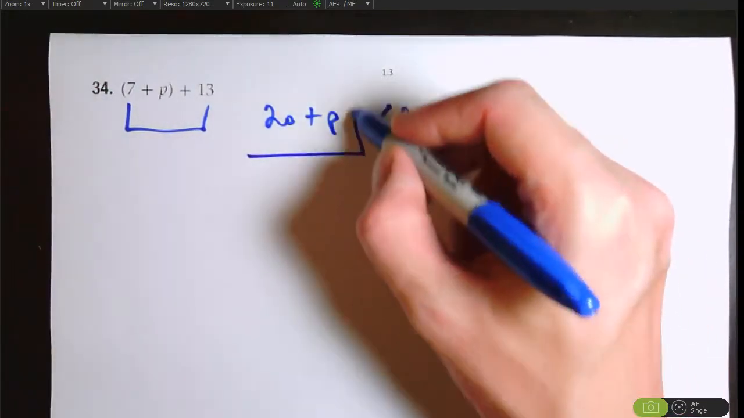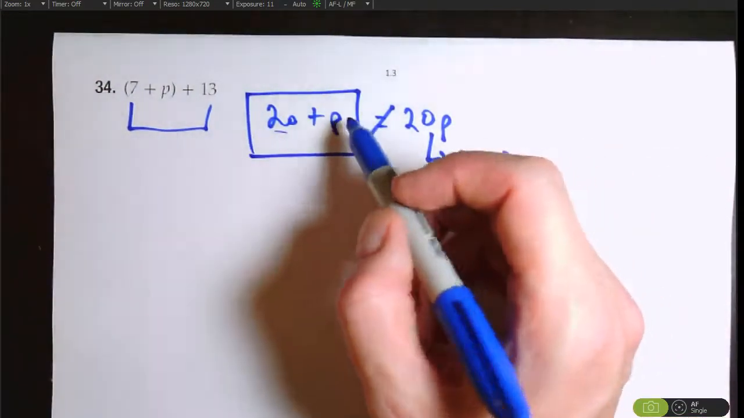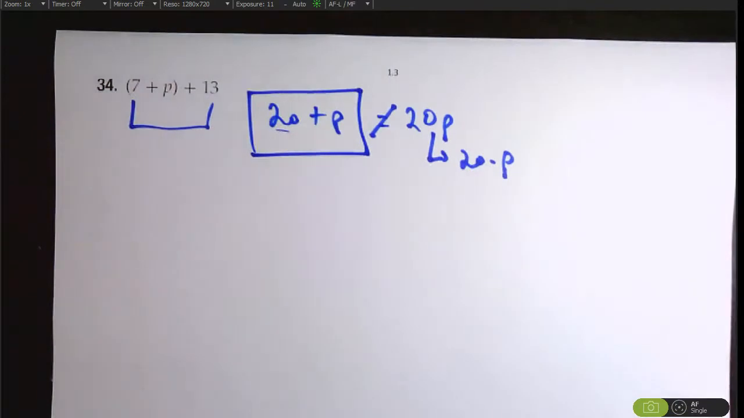So unfortunately, and this is a weird thing, and it's something you got to get used to in algebra, this is it. This is the best I can do. I just say 20 plus p, there's my best answer. So yeah, that's section 1.3.